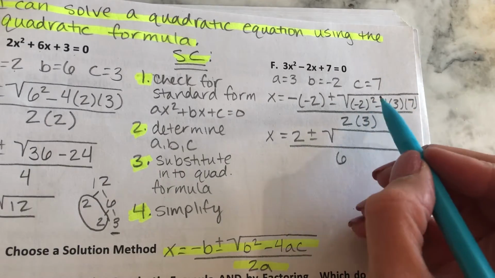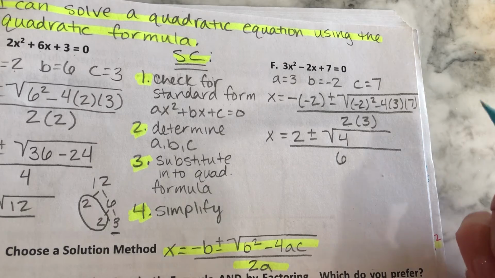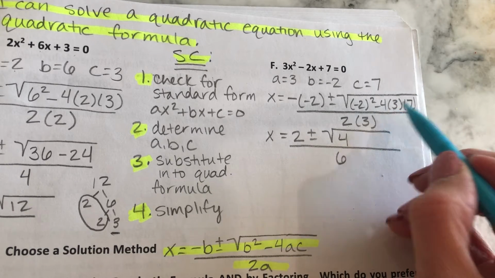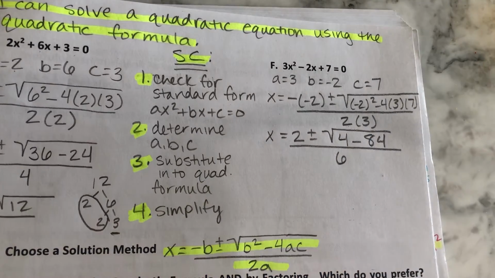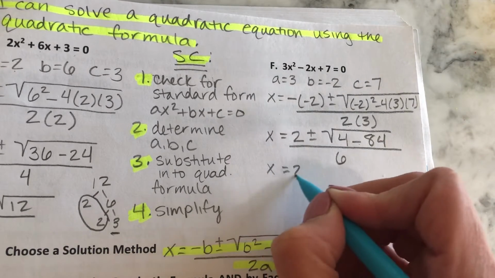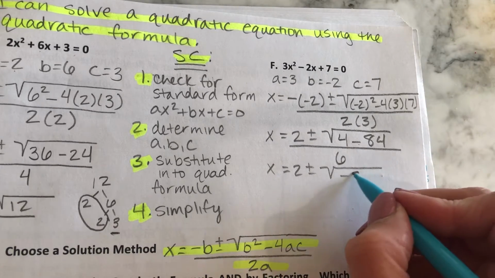So negative 2 squared would be 4. Negative 2 times negative 2 is 4. Then negative 4 times 3 is 12. Negative 12 times 7 is negative 84. Then I can do my 4 minus 84 here. 4 minus 84 is negative 80.